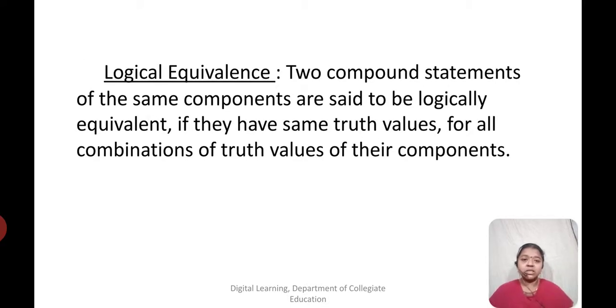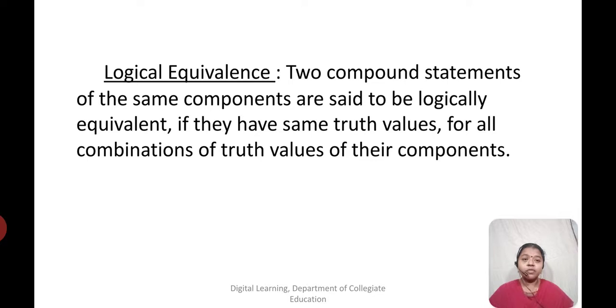Now let us see the definition of logical equivalence. Two compound statements of the same components are said to be logically equivalent if they have the same truth values for all combinations of truth values of their components. To say it in a simple way, there will be two different compound propositions, one on the left hand side, one on the right hand side. They will be connected by this symbol.